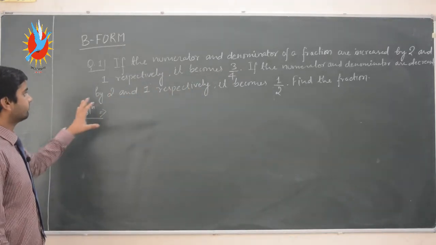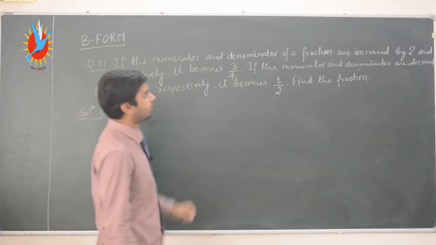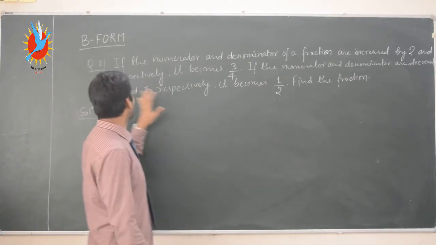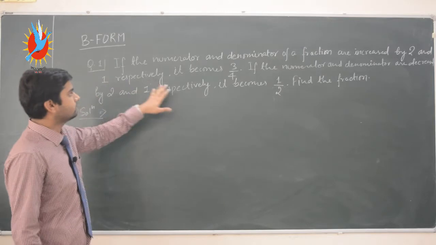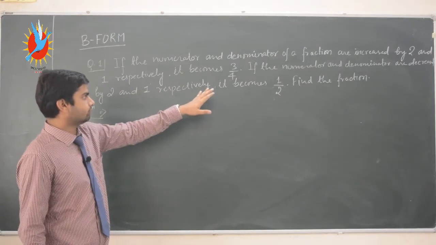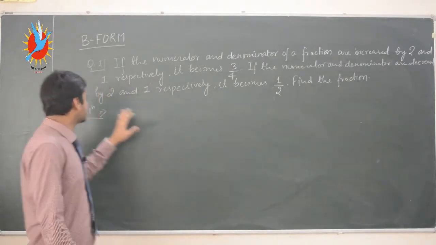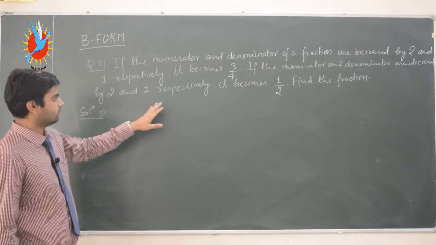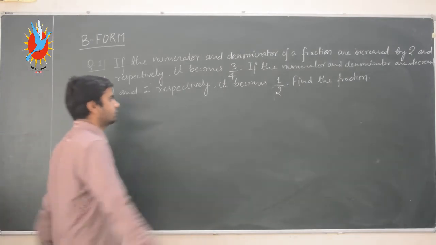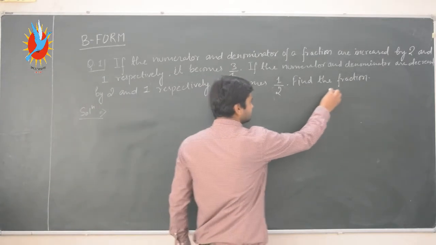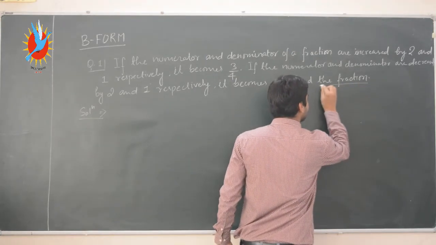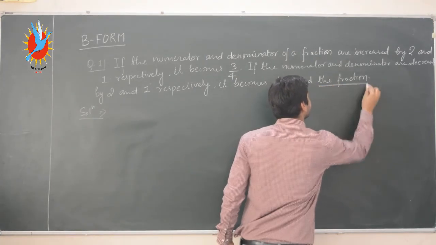This problem is: if the numerator and denominator of a fraction are increased by 2 and 1 respectively, it becomes 3 by 4. If the numerator and denominator are decreased by 2 and 1 respectively, it becomes 1 by 2. Find the fraction. In this question, the thing we have to calculate is the fraction.